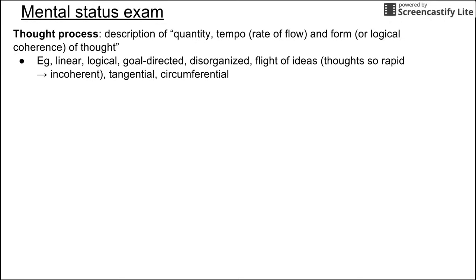Next section is describing the patient's thought process. This is a description of the quantity, tempo, and form of thought. So some things to comment on here are if the patient has linear thought, if they think logically, if they're able to go through a conversation and be goal-directed, if they're organized in their thought, if they make logical conclusions from one point to another. That would be a linear, logical, and goal-directed thought.